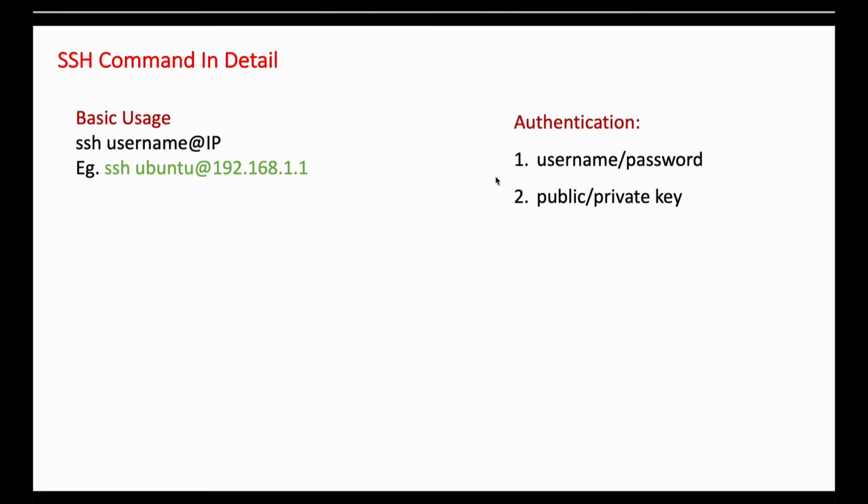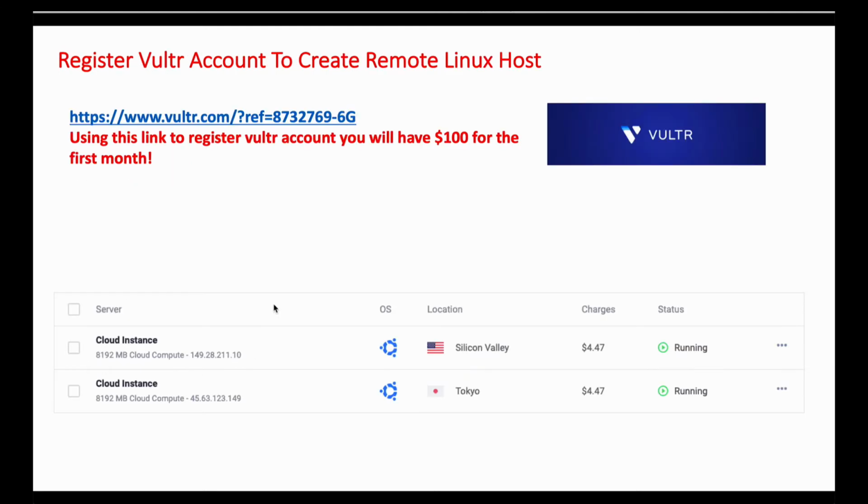About the authentication, we have two ways. The first way is using username and password authentication, and the second way is using public and private key authentication. If you want to log out from the remote machine, you can use two commands, either exit or logout. Okay, next, let's use Vultr to create a remote Linux host.